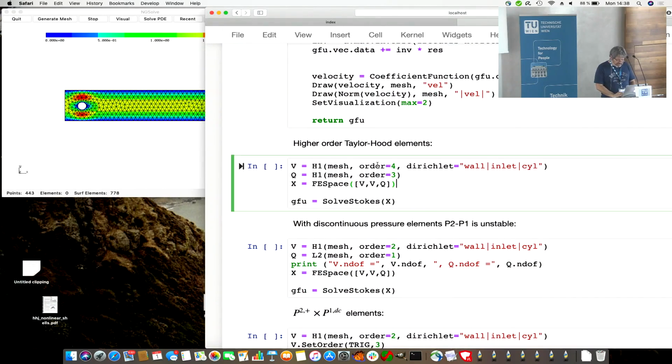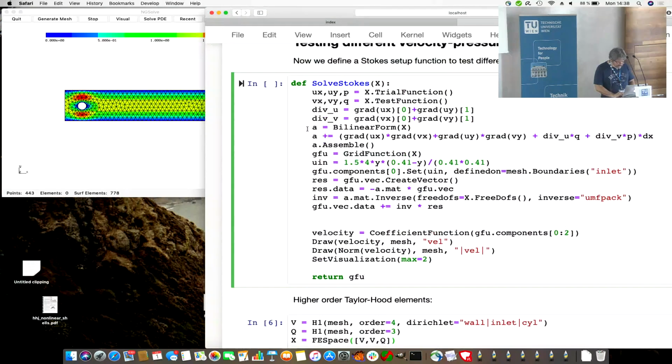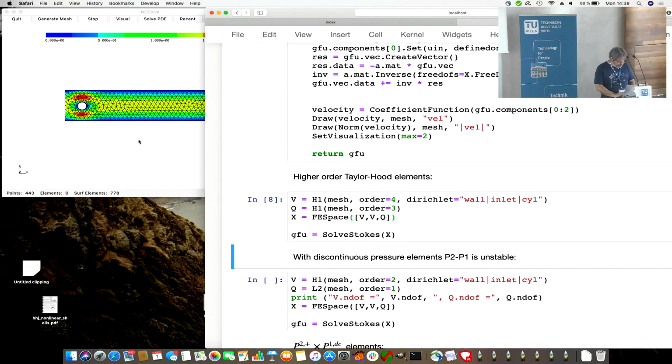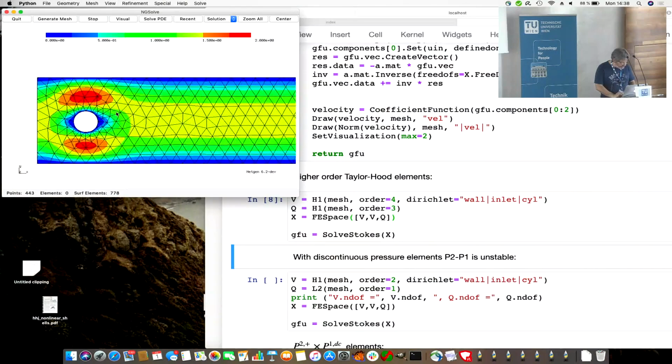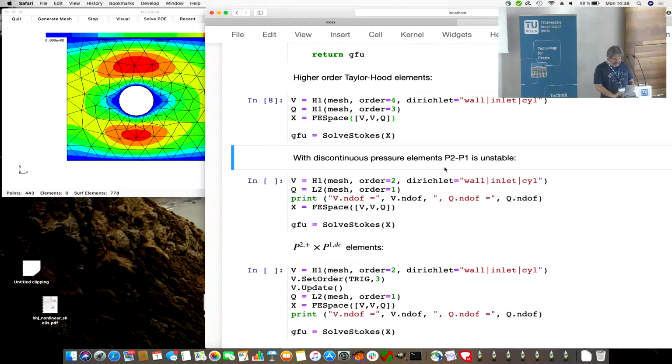Okay, let's try it with a higher order Taylor-Hood. Fourth order for velocity, third order for pressure. And sorry, I did not execute this cell. Okay, just visual inspection and it looks good. Okay, let us try P2 for velocity and discontinuous P1 elements for the pressure.